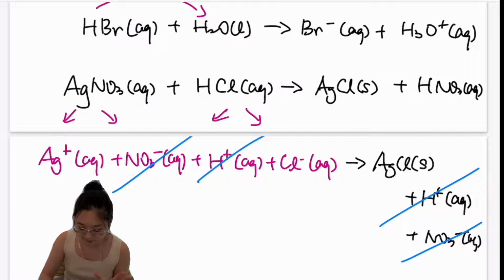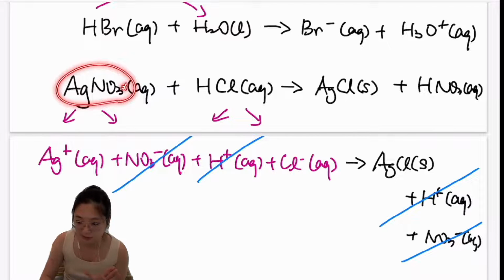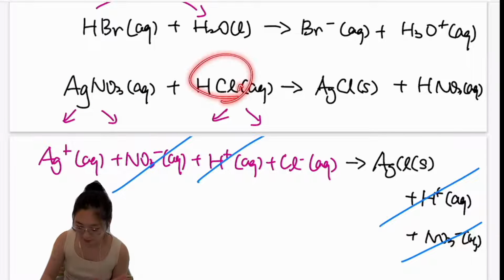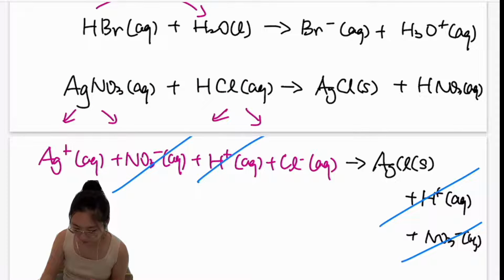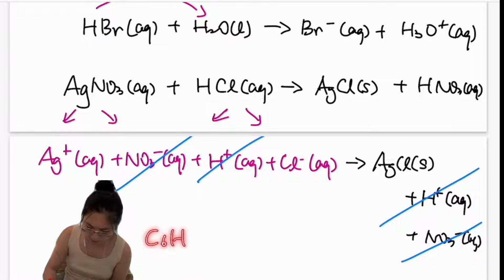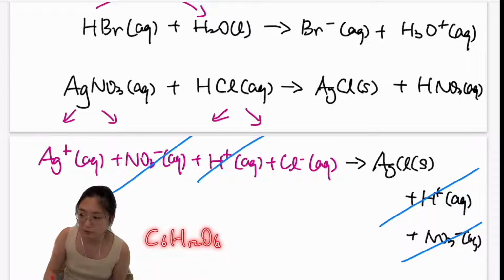So these are not molecules. They are ionic compounds. This is also an ionic compound, and this is also an ionic compound, but it's insoluble in water. If it's a molecule, it does not dissociate. Let's say sucrose, like table sugar, I think it's C6H12O6. When you dissolve it in water, it does not dissociate. This is a molecule.